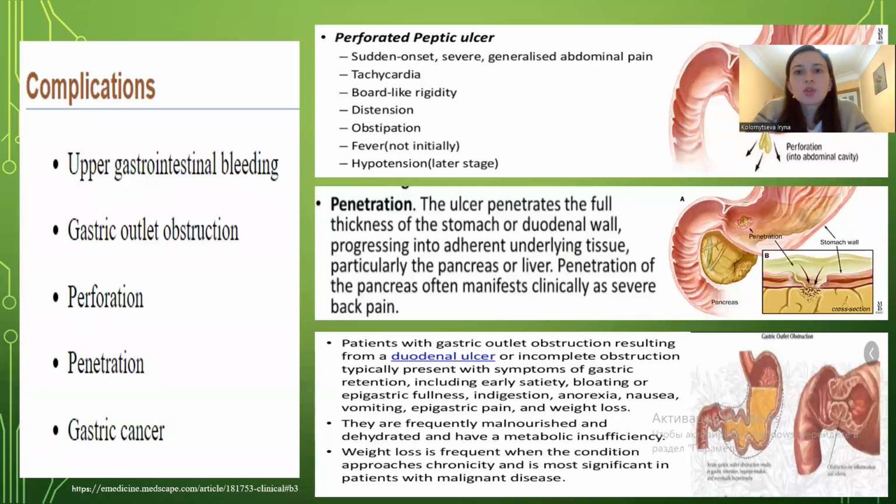And what are the complications of peptic ulcer disease? Upper gastrointestinal bleeding, gastric outlet obstruction, perforation, penetration, gastric cancer.